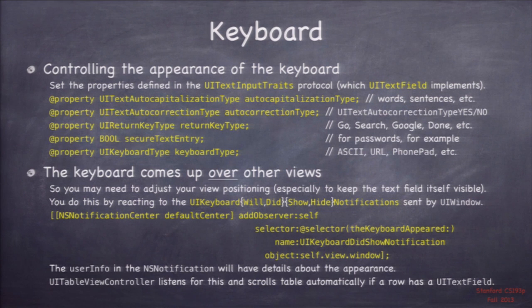The way you find out that the keyboard's come up and how much it's covering is by tuning into this radio station, the UIKeyboard will or did show or hide notification. It's a notification sent by the window you're in, self.view.window for a view controller. The user info that you get with this radio station will tell you the rectangles of where the keyboard appeared, and it's your responsibility to move the view out of the way. The only class in the UIKit that will move things automatically for you is UITableViewController. If you have a row in a table view that's in a UITableViewController, and it's editable text, and you bring the keyboard up, it'll automatically scroll the table view to move it. So that's the only one that automatically does it. Otherwise, it's your responsibility to move anything that gets obscured by the keyboard.